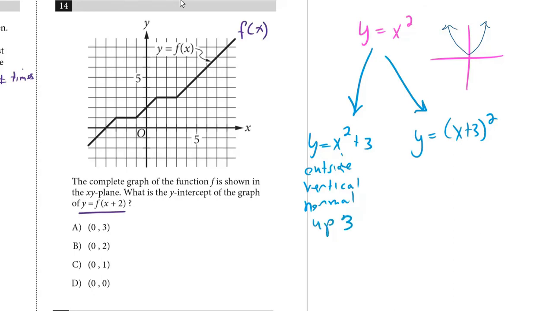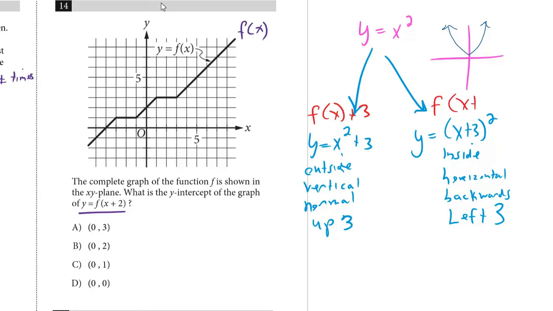If you add to the inside of a function, like here, we're taking x and replacing the whole x with x plus 3 on the inside, right where the x is. That's a horizontal shift, and horizontal shifts are not normal. They're backwards. So positive is normally to the right and negative is normally to the left, but this is backwards. Positive is to the left. So this would be left 3. Now, this is the same as if we wrote it in the f of x notation. This would be f of x plus 3, and this would be f of x plus 3.